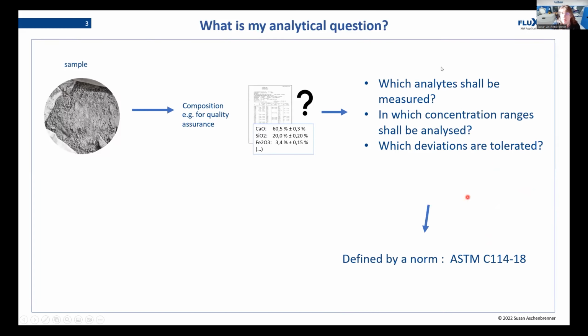Obviously, if you would not have a norm, according to which you could work, you would have to decide on these for yourself. And maybe you would have a little bit less stress because the tolerances would be larger. But in the end, the really important thing is that you get a good result for example, your quality assurance. So in this case, lucky us, there's a norm that defines all these questions.